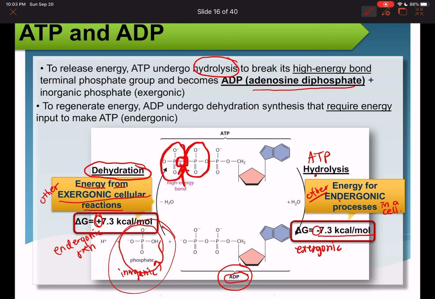And which is what we will be talking about when we get to chapter 7 on cellular respiration. How do we make ATP? What enzymes are involved? Where does that input of energy come from in a cell? We will save that for chapter 7 to discuss. Okay, for this, we just need to know what is ATP hydrolysis, what is ATP dehydration, what is the value of delta G for both reactions, and what does that mean: is it providing energy for other processes, or is it acquiring energy from other processes in the cell?